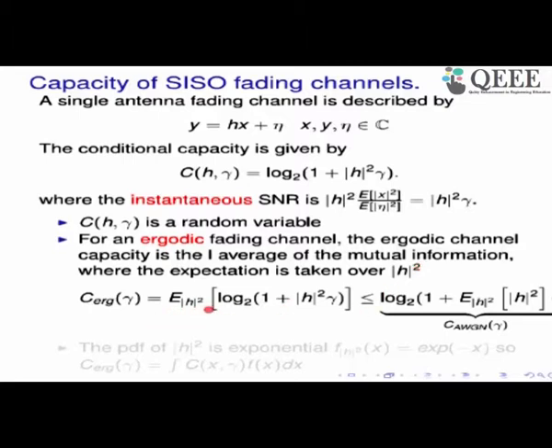Okay. So I am taking expectation of the conditional capacity with respect to h square. And in the next statement, what I have done is I have used what is called Jensen's theorem. If you remember from information theory, I am not sure whether you are familiar with Jensen's theorem or not. Okay, let me write it down for you.